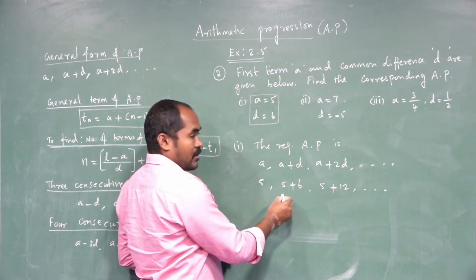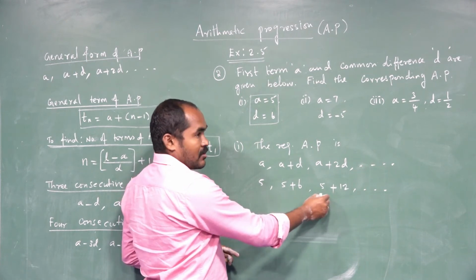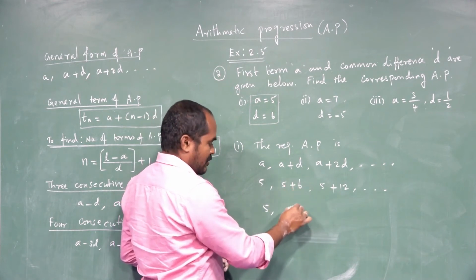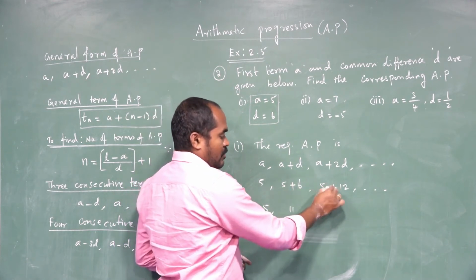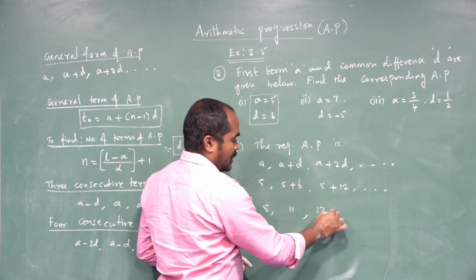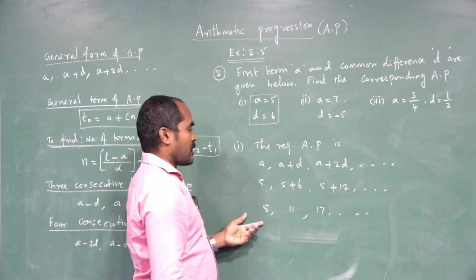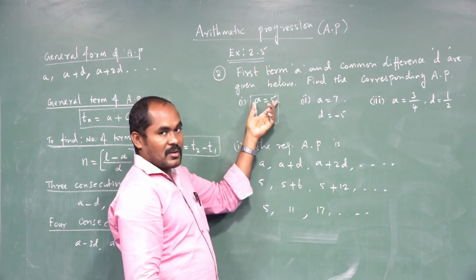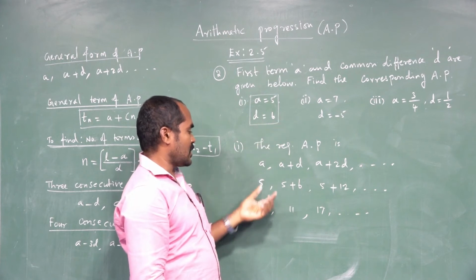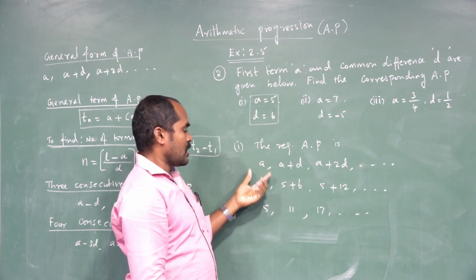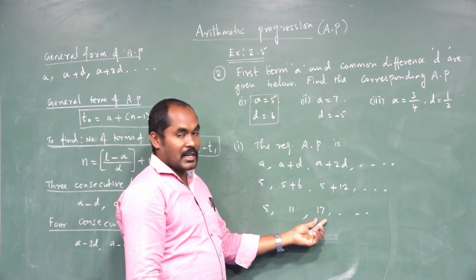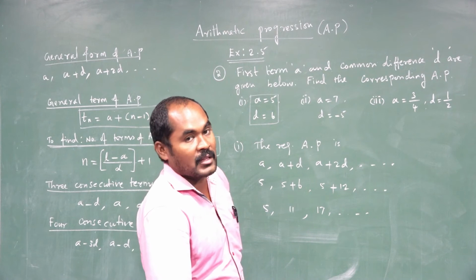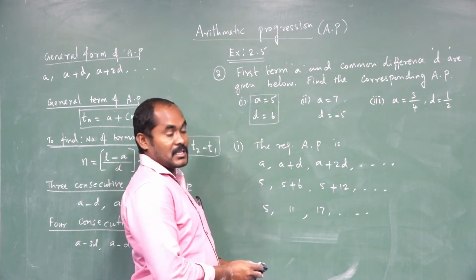So 5, 5 plus 6, 5 plus 12, etc. So 5 plus 6 is 11, 5 plus 12 is 17, etc. So this is the required arithmetic progression. And A is 5, D is 6. The first term is 5 and the common difference is 6, means the arithmetic progression is 5, 11, 17, etc. So this is the arithmetic progression when A is 5, D is 6.